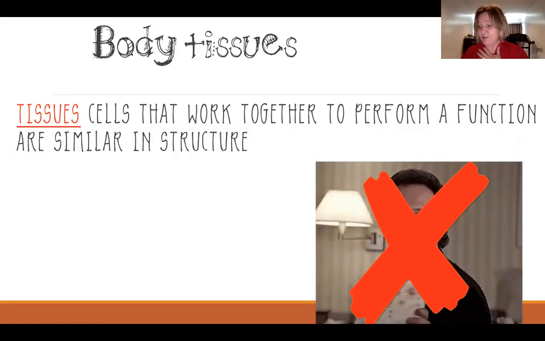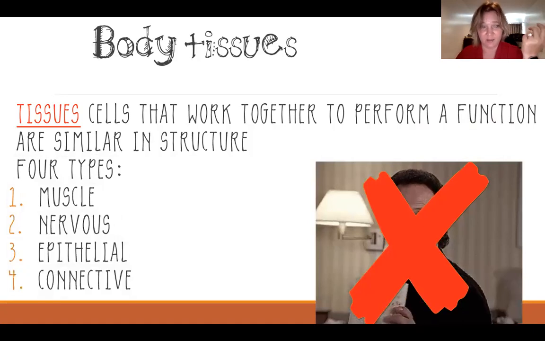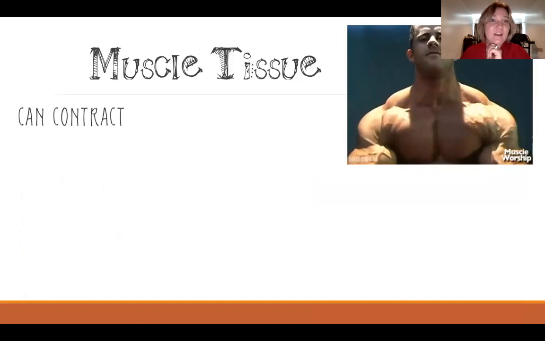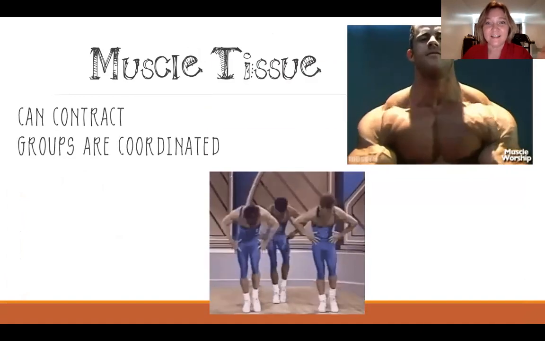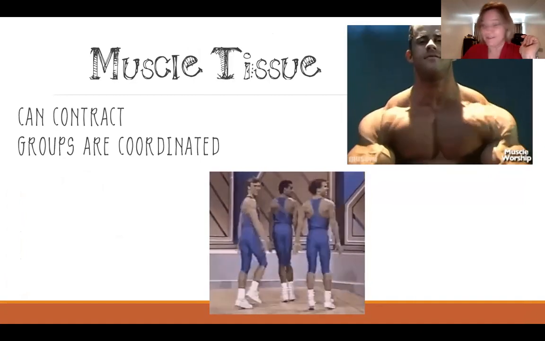Tissues are all similar in structure, and there are 4 types of tissues for the human body, only 4. That is muscle, nervous, epithelial, and connective tissue. So let's start with muscle. Muscles are defined by the fact that they can contract, and their groups are coordinated like those super fun aerobic dudes down there.